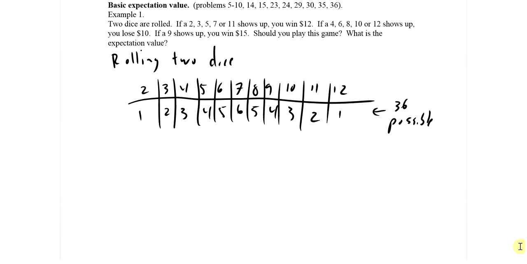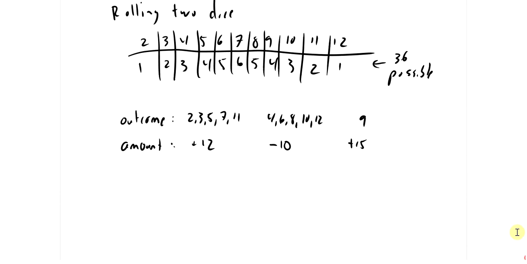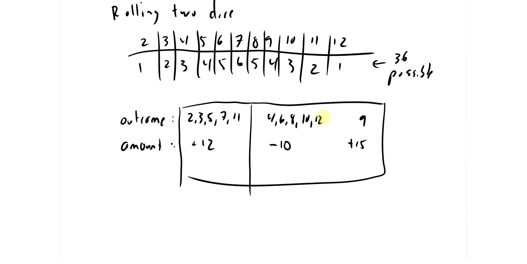So what does our expectation value or probability distribution table look like? Well, we want our outcome. And what are the outcomes? You could roll 2, 3, 5, 7, or 11. You could roll 4, 6, 8, 10, 12, or you could roll a 9. How much do you win or lose? Well, 2, 3, 5, 7, 11, you win $12, plus 12. 4, 6, 8, 10, 12, you lose $10, minus 10. And a 9, you win 15. Great. So let's start putting some boxes around this.